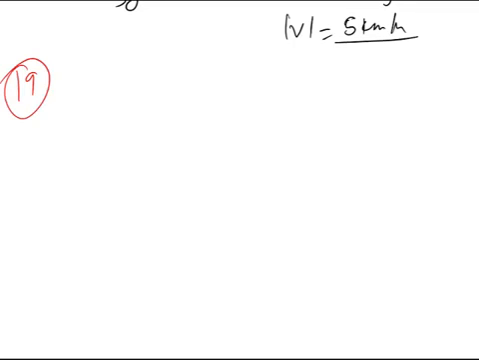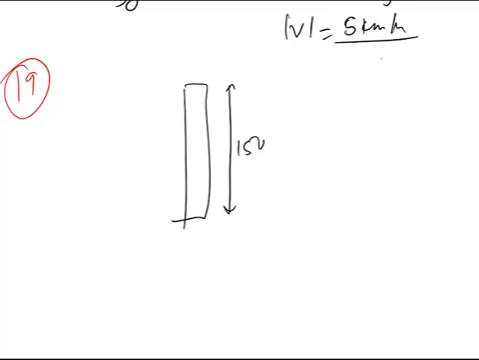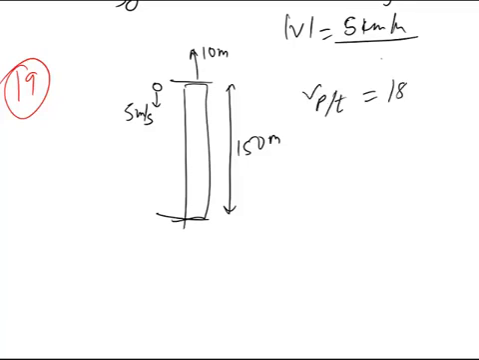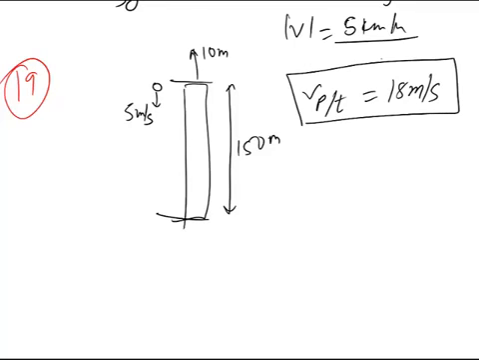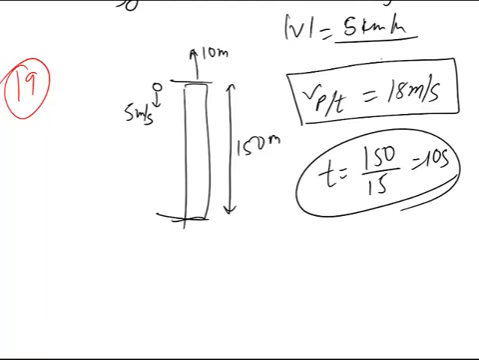Question number 19 says, a 150 meter long train is moving north at a speed of 10 meters per second. A parrot flying towards south with a speed of 5 meters per second crosses the train. The time taken by the parrot to cross the entire train: the train is 150 meters long and it's moving in this direction with 10 meters per second. The parrot is moving in this direction with 5 meters per second and the distance the parrot has to travel is 150 meters. So the speed of parrot with respect to train comes out to be 15 meters per second. If you assume the train was at rest, the parrot is moving with 15 meters per second with respect to the train, so it would take time 150 over 15, that is 10 seconds, for it to cross the train.